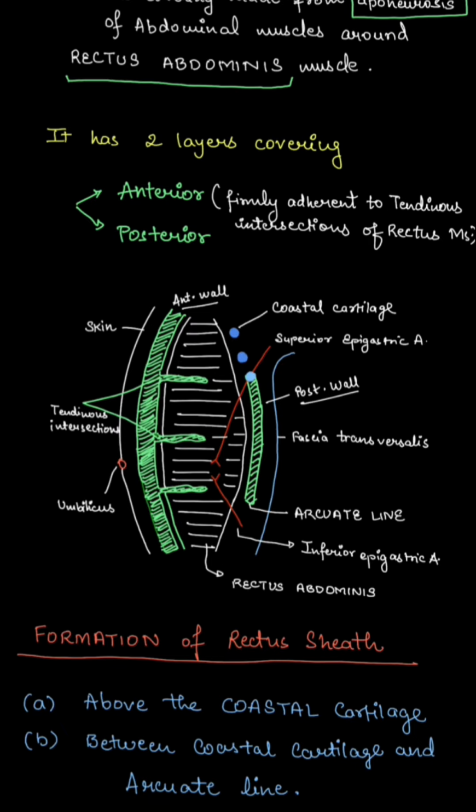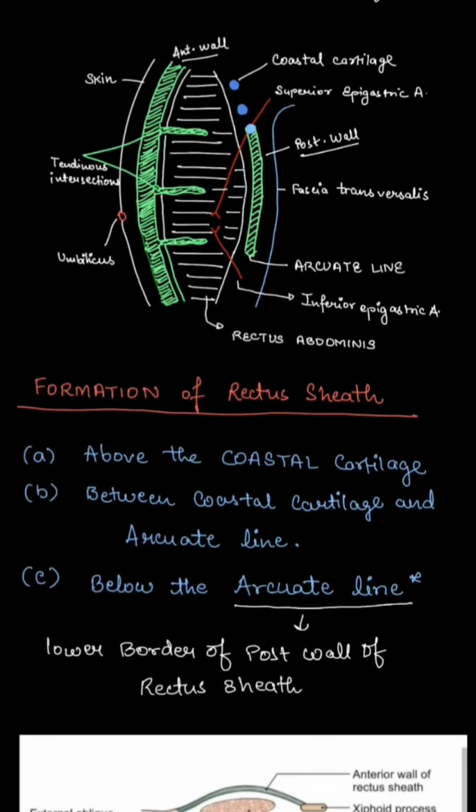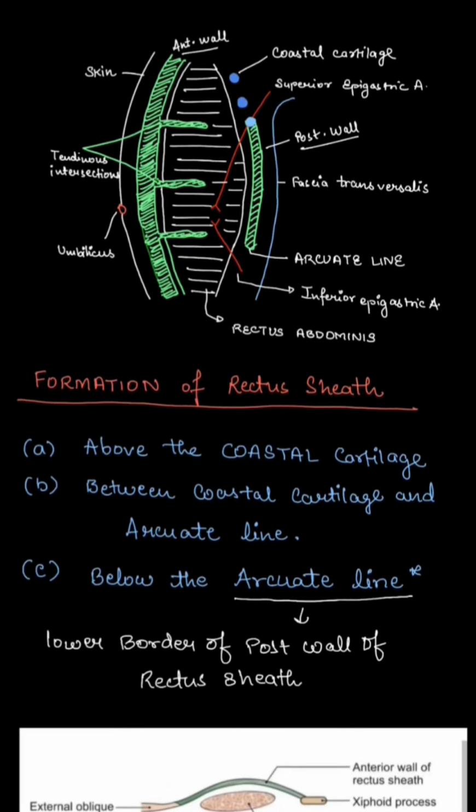Now we'll talk about the formation of rectus sheath, but before that we can see the relations of the rectus sheath. Anteriorly, the rectus sheath is just present below the skin and areolar connective tissue, and the posterior wall is present below the costal cartilage. The lower limit of the posterior wall is known as the arcuate line. So this is how we divide it into three parts.